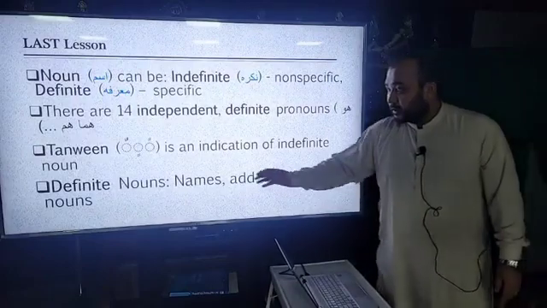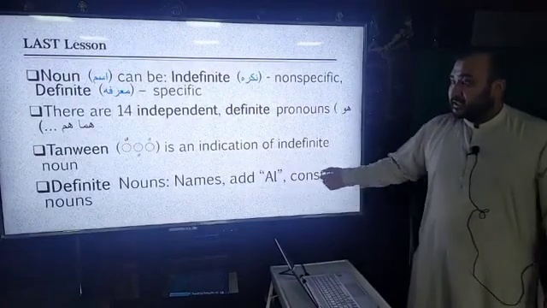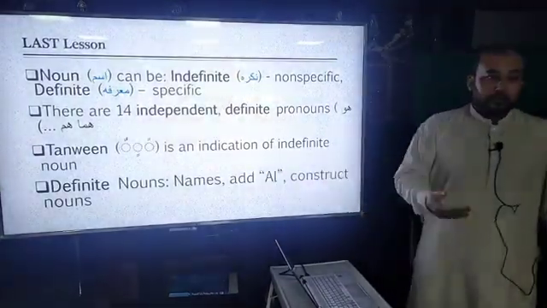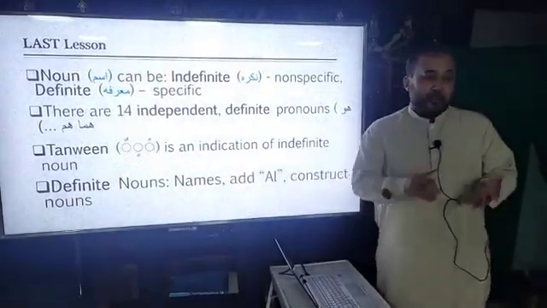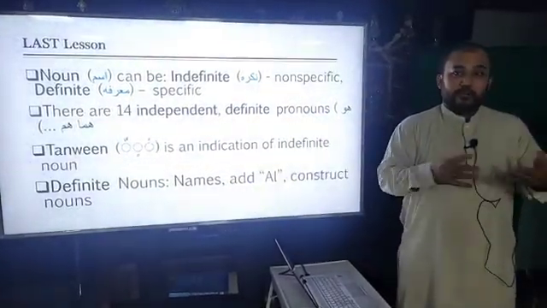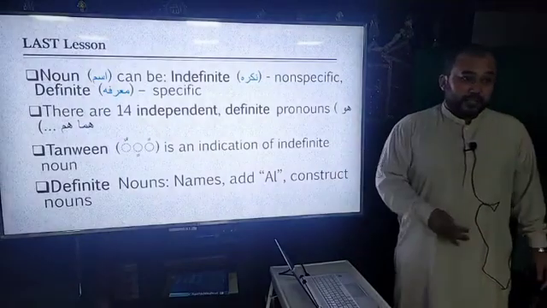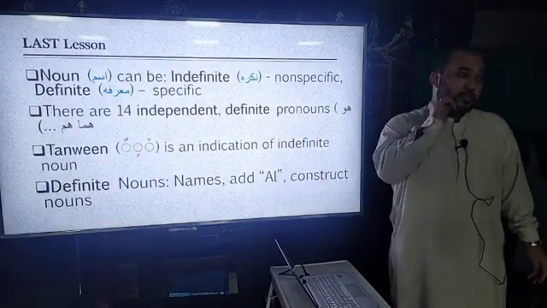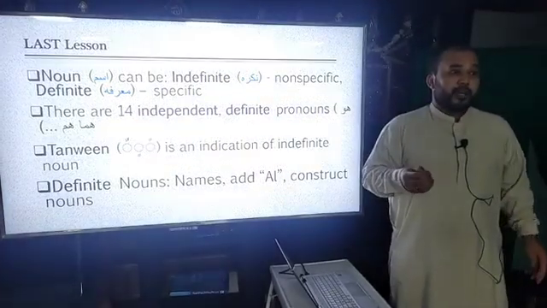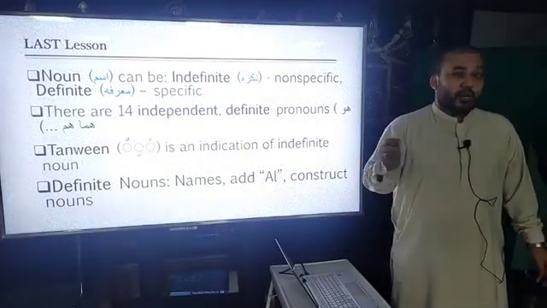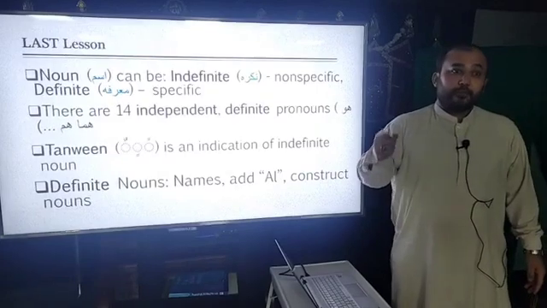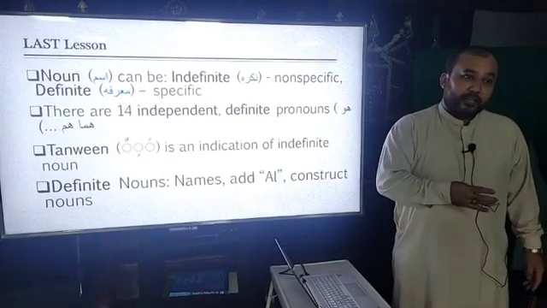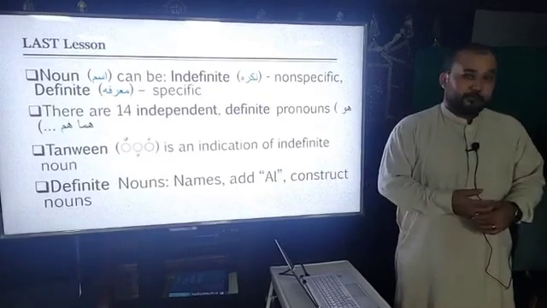And the final one, to make a noun definite, it needs to be one of these categories that we look for. Either names of people, names of places, or names of something, they are definite. Or you attach al in front of them. So if you have, for example, qarya, we said qarya is a town. But if you put alif lam in front, al-qarya, it will become the town.